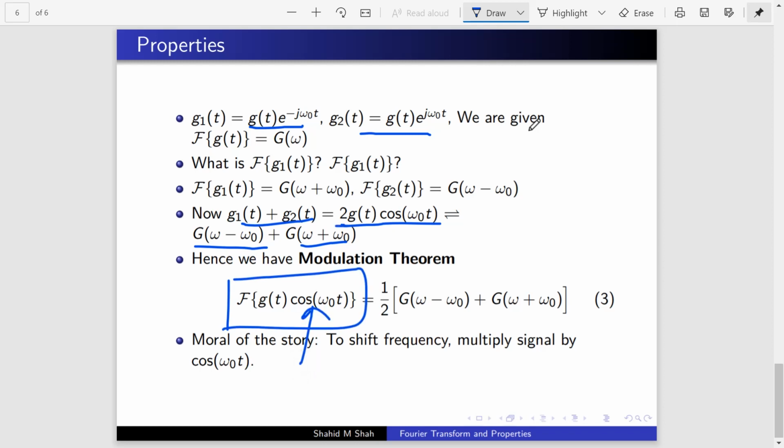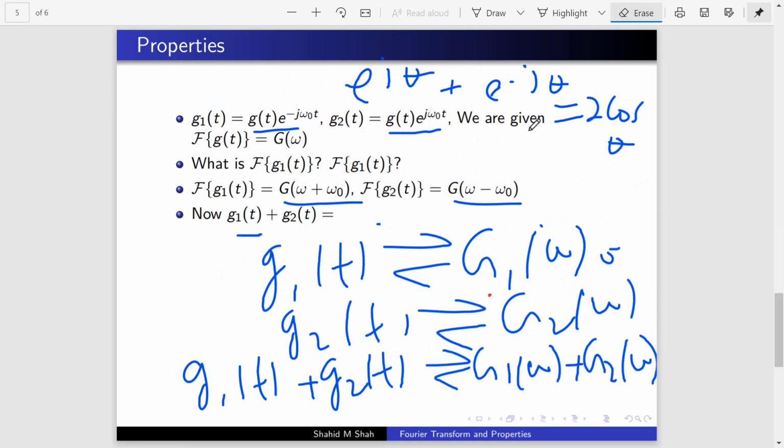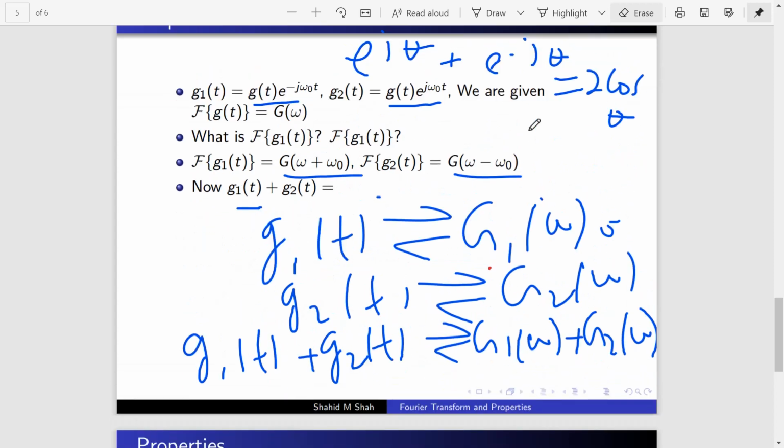यहाँ पर 2 एक्स्ट्रा है, वो 2 हम यहाँ डिवाइड करेंगे. इसका Fourier transform क्या है? 1/2 of g of omega minus omega naught plus g of omega plus omega naught. Now what does it mean? Okay, so let me use that previous blank page to explain what it means.